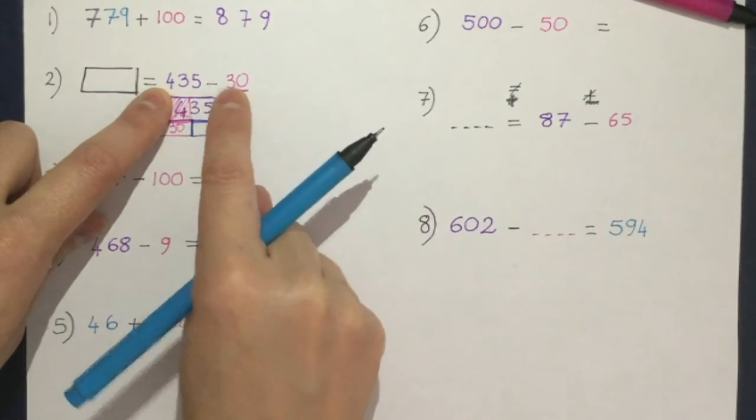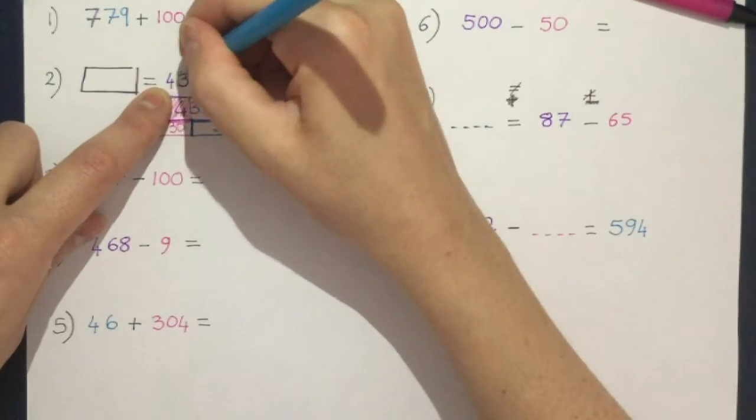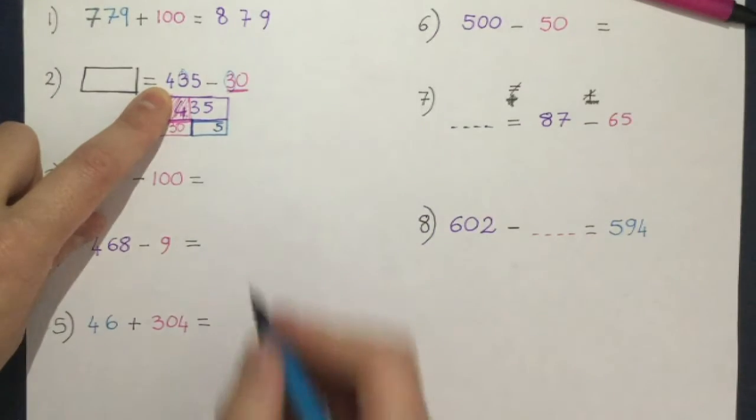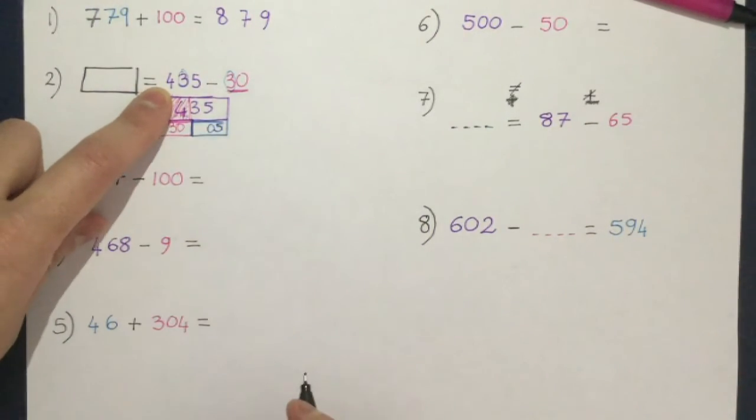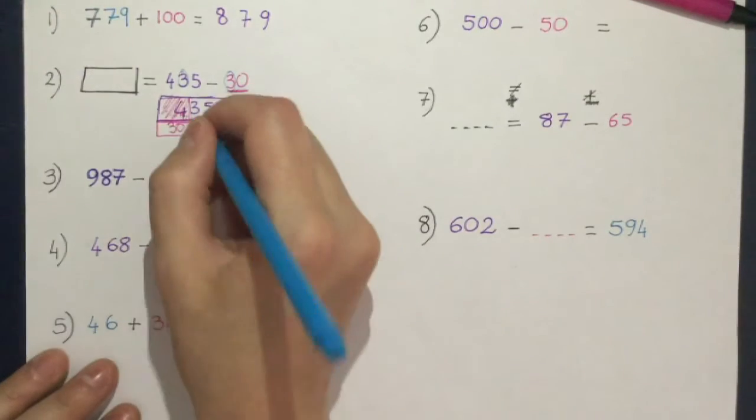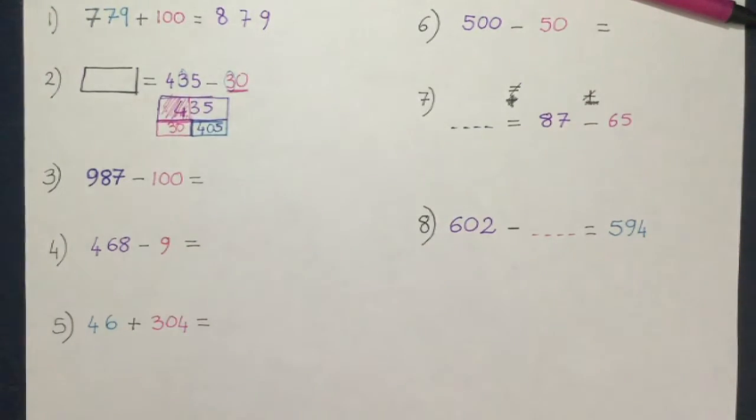435, take away 30. That is where I need to focus. 3 tens, take away 3 tens. That's 0 tens. And 400, take away nothing. That's 400. Okay, so 405.